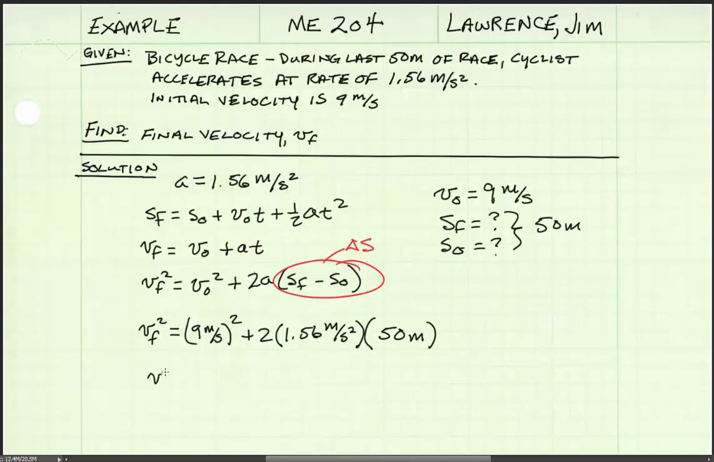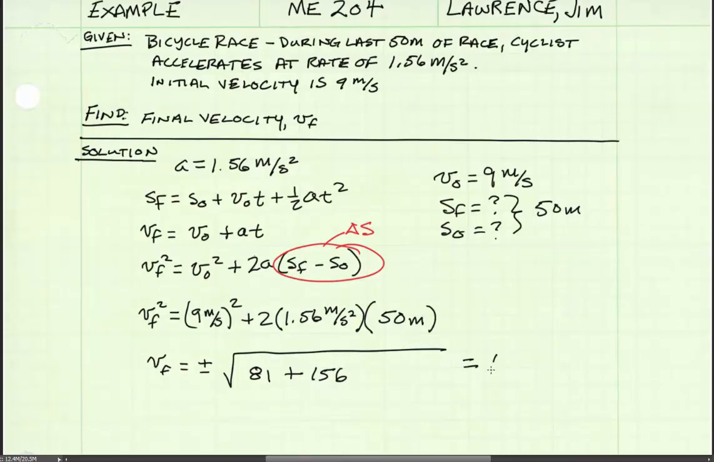So our final velocity is equal to plus or minus the square root of 81 plus 156, which equals 15.4 meters per second. And it would be plus or minus 15.4 meters per second since we have the square on the term here.